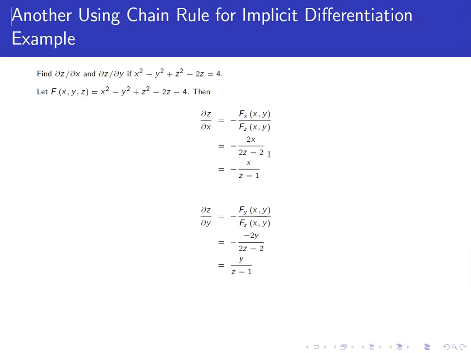Likewise, when we do the partial with respect to y, we'll do the partial of f with respect to y on top, partial with respect to z on bottom. We already know that the partial with respect to z is 2z minus 2. That didn't change, so that's still on the bottom. Looking for the top, the only term that has a y in it is the second one. Its derivative is negative 2y. So if we simplify everything, we'll get y over z minus 1 for our partial with respect to y.